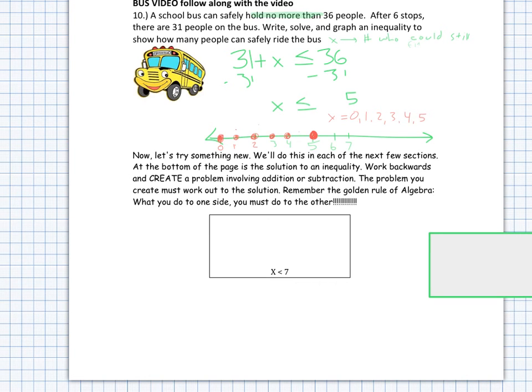On the next one, go ahead and pause the video, read this paragraph, and see if you can figure out how to do this. We're going to just do adding or subtracting, though.